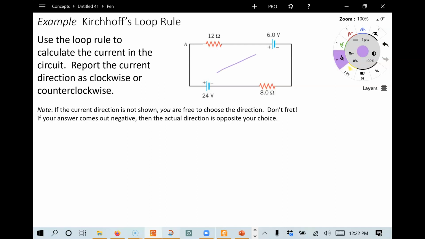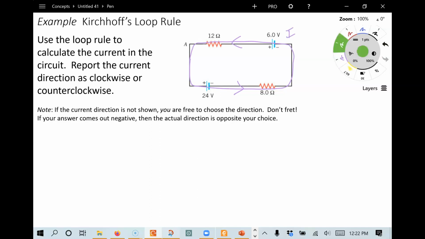If you think about it, these two batteries, which one's going to be stronger? It's the 24 volt, so we would expect the current to go this way, and it does, but I'm going to pick the other direction just to show you how it works. So let's assume that the current in this loop goes in this direction, counterclockwise. By doing that, now I can tell you what the plus and minuses are for the resistors, right? That's your current. It's going counterclockwise.